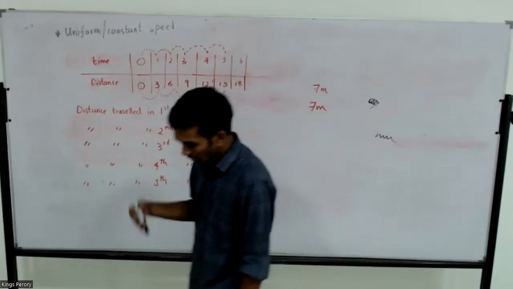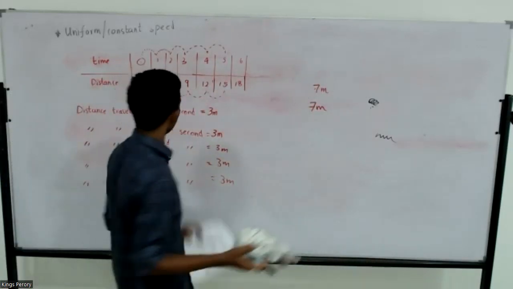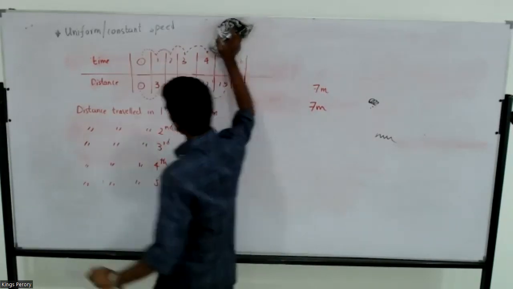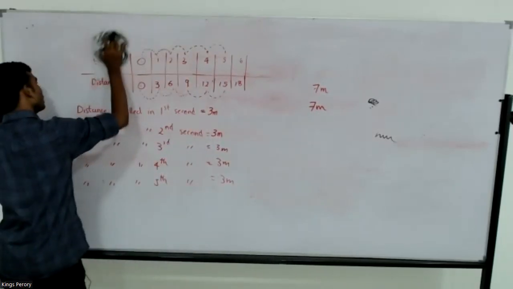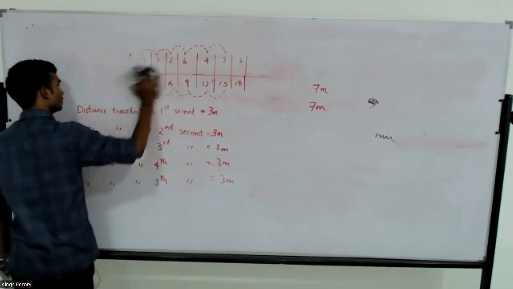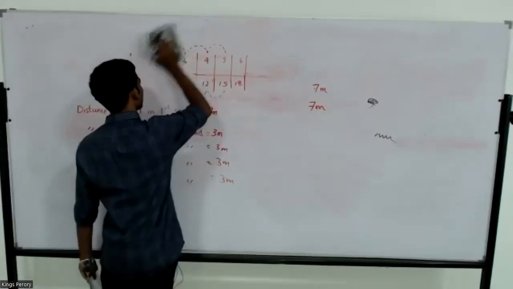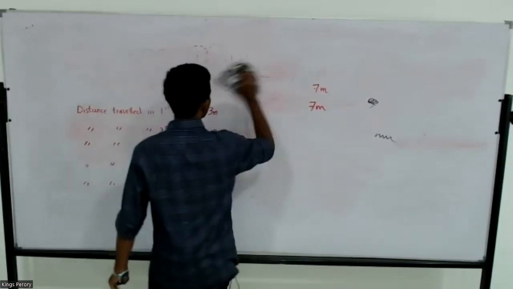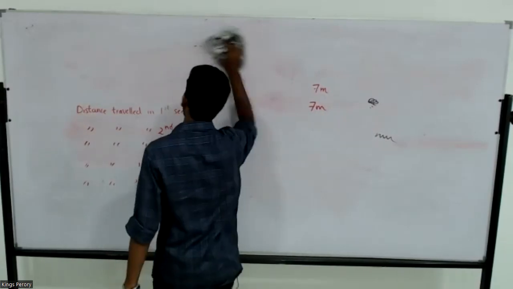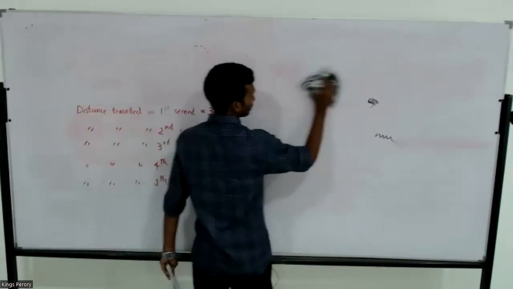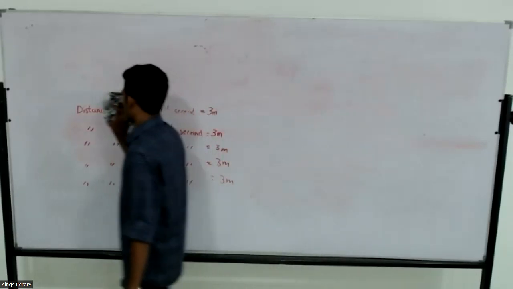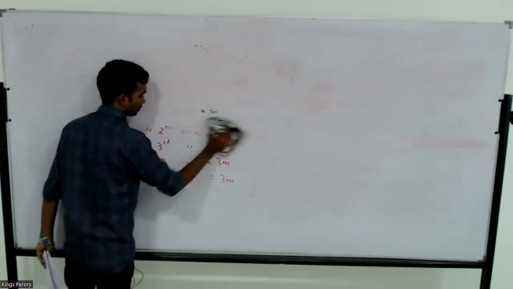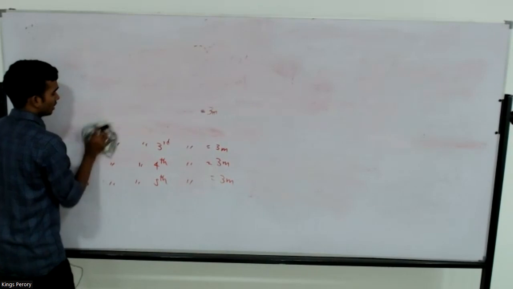Then children, in normal life, in real life, most of the time we can't go in constant speed. I don't tell you can't go in constant speed, you can, but most of the time we don't. Sometimes we increase our speed, sometimes we decrease our speed, sometimes we have to stop our vehicle. In such a case, we find something important which is called as mean speed or average speed. What is it? Write down the heading: mean speed or average speed.